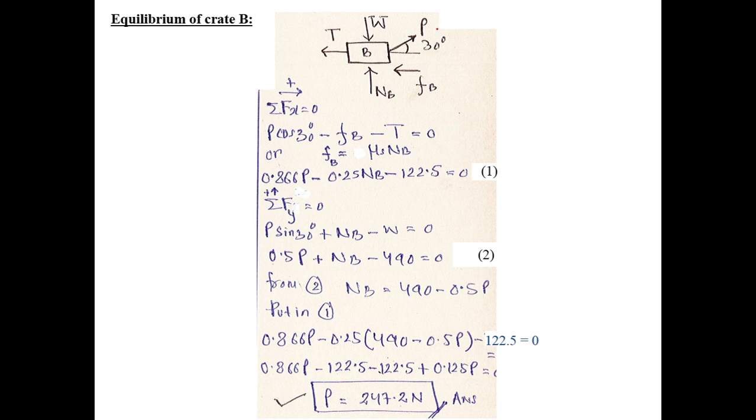So this force P is still unknown, acting at 30 degrees with the horizontal. The weight of block B is again 50 times 9.8. NB is in the upward direction, FB is in the reverse direction of motion, because this crate B is also moving, or is trying to move, in this direction. So applying the equilibrium equation, summation Fx equals 0, you can resolve this force P into its horizontal and vertical components.